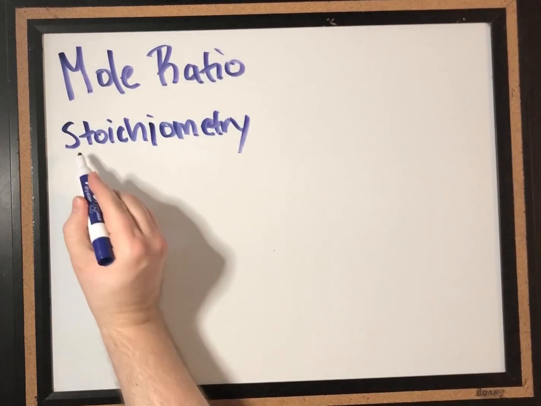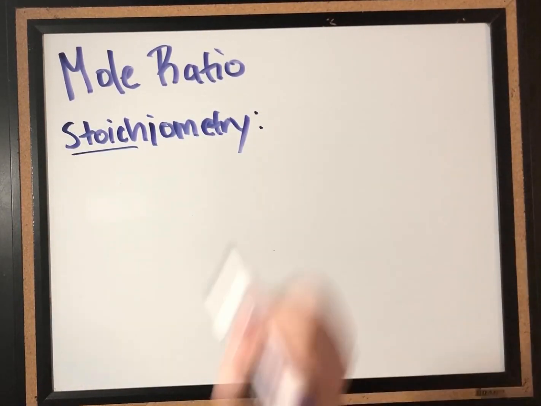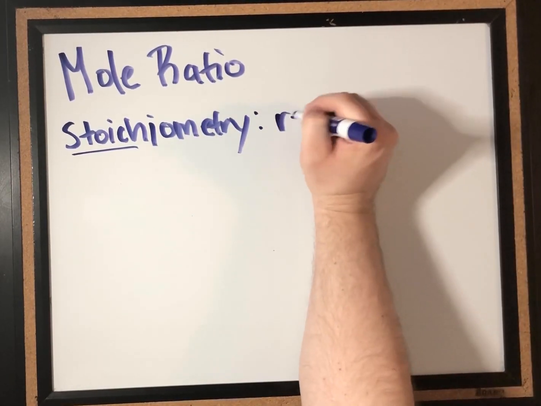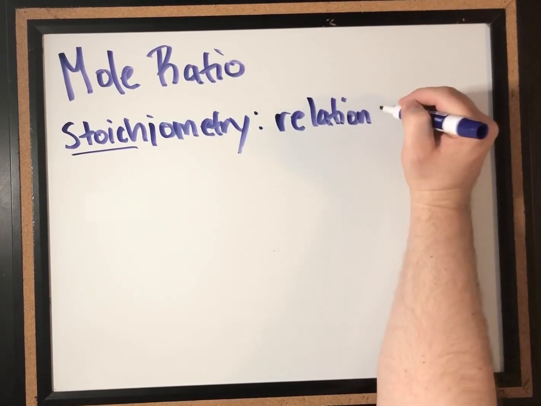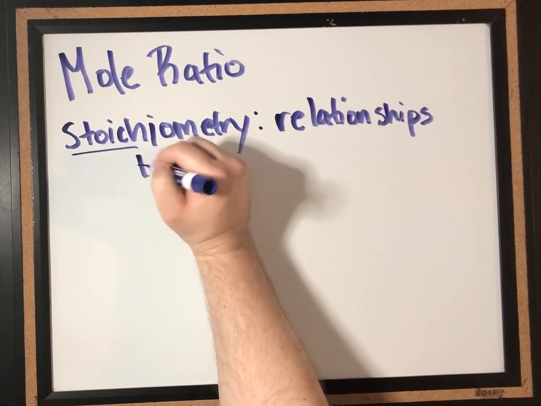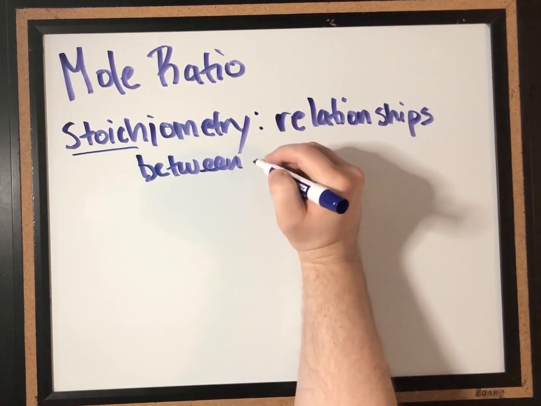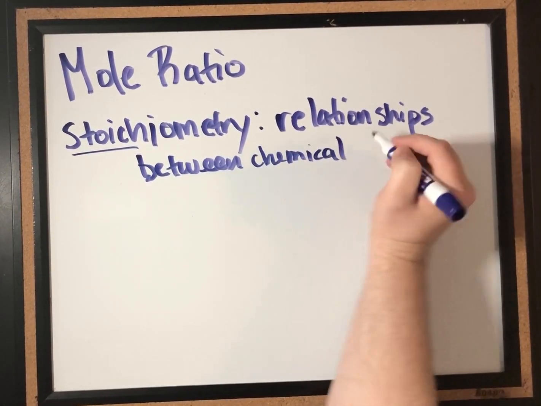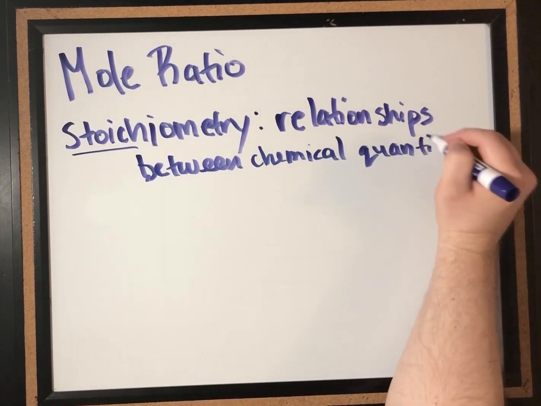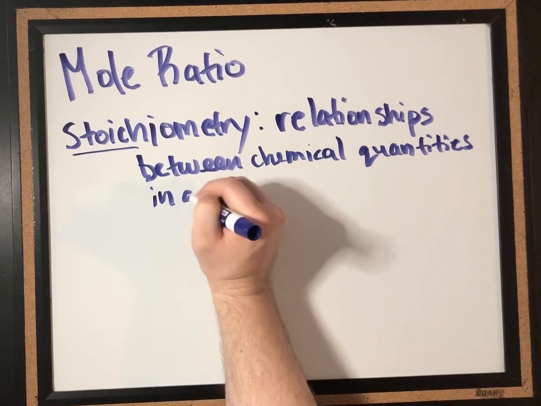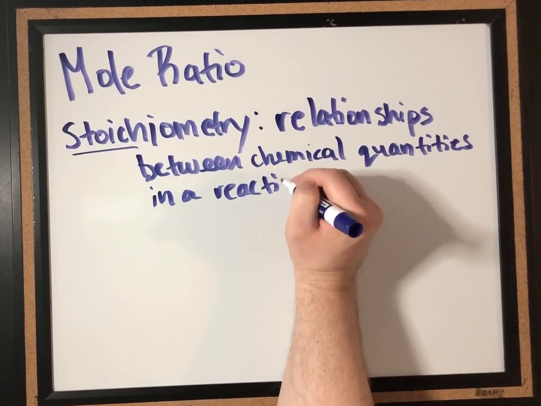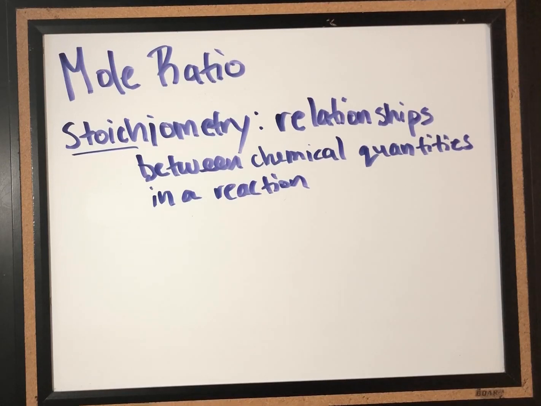Sometimes stoichiometry is just simply called stoic, and it is the study of the relationships between chemical quantities in a reaction. So all of that stuff that we did with dimensional analysis is super important, and it plays a really key role in stoichiometry. Everything we've been doing so far, it's all leading up to stoichiometry.